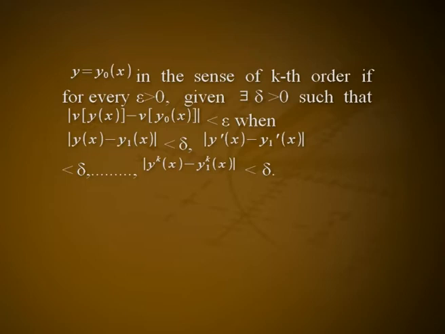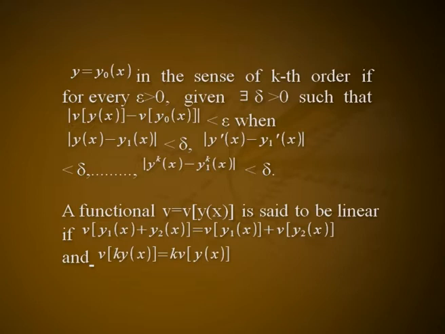modulus of y_k(x) minus y_1_k(x) is less than delta. A functional v equal to v of y of x is said to be linear if v of y1 of x plus y2 of x equals v of y1 of x plus v of y2 of x, and v of k times y of x equals k times v of y of x, where k is a constant. We now consider the variation of a functional.